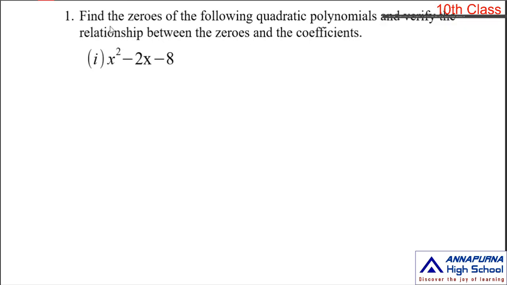The first question is: find the zeros of the following quadratic polynomials and verify the relationship between zeros and the coefficients. To find the zeros of a quadratic polynomial, you have only one algebraic method, that is, factorize that quadratic polynomial. That means you write the given quadratic polynomial as a product of two linear factors. From those linear factors, we easily find the zeros of this quadratic polynomial.